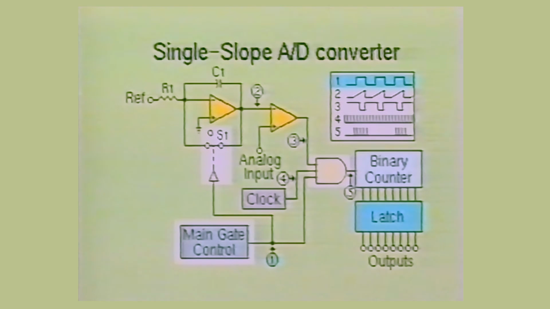When the output of the generator goes high, switch 1 opens, which allows the capacitor to charge. This causes the ramp voltage to rise in a linear fashion. The fourth section is the clock. The clock is used to control the output of the three input AND gate. The clock frequency will be much higher than the frequency produced by the main gate control.